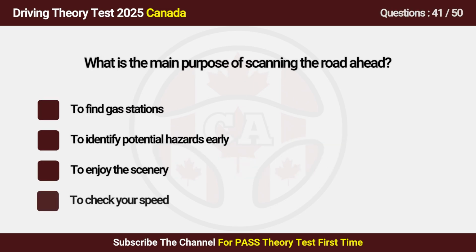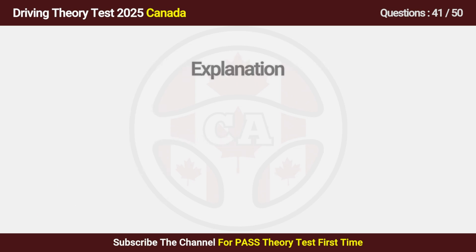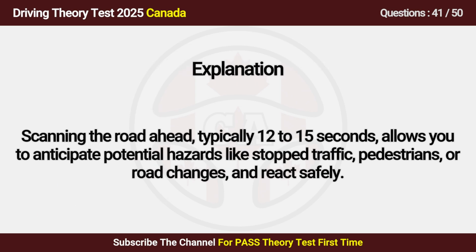Question 41. What is the main purpose of scanning the road ahead? A. To find gas stations. B. To identify potential hazards early. C. To enjoy the scenery. D. To check your speed. Answer is B. To identify potential hazards early. Scanning the road ahead, typically 12 to 15 seconds, allows you to anticipate potential hazards like stopped traffic, pedestrians, or road changes, and react safely.